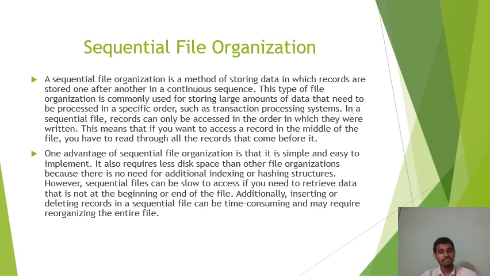In a sequential file, records can only be accessed in the order in which they are written. This means that if we want to access a record in the middle of the file, we have to read through all the records that come before it.